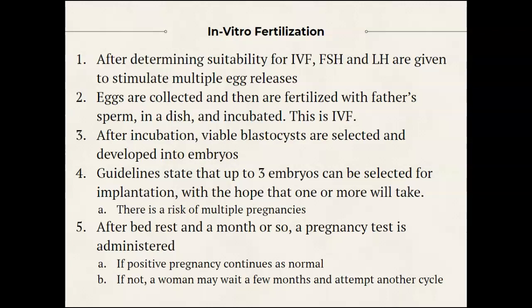There are federal guidelines on how IVF can be used, and the guidelines state that up to 3 embryos can be selected for implantation. Just because you implant 3 embryos, that does not mean that all 3 are going to take. The hope is that 1 will take. There is, of course, a risk of multiple pregnancies, right? There is a risk that all 3 embryos take, and then you are potentially having triplets all of a sudden.